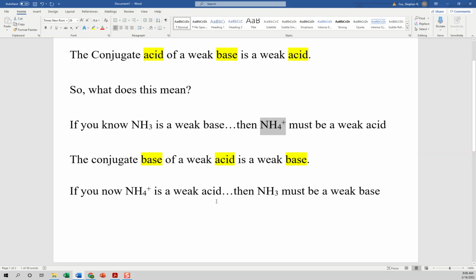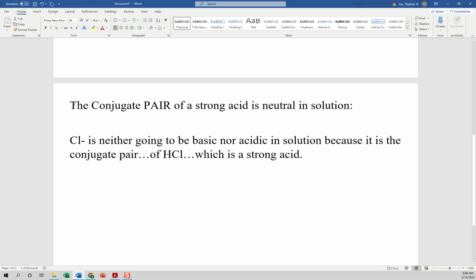All right? So the other rule to kind of memorize here is the conjugate pair. And notice I'm using the word pair here instead of acid or base, because the conjugate pair of a strong acid is not acidic or basic in solution. It's neutral in solution. So chloride is going to be neutral in solution, and the reason why chloride is going to be neutral in solution is because its conjugate pair is a strong acid, HCl. Okay, its conjugate pair is HCl.